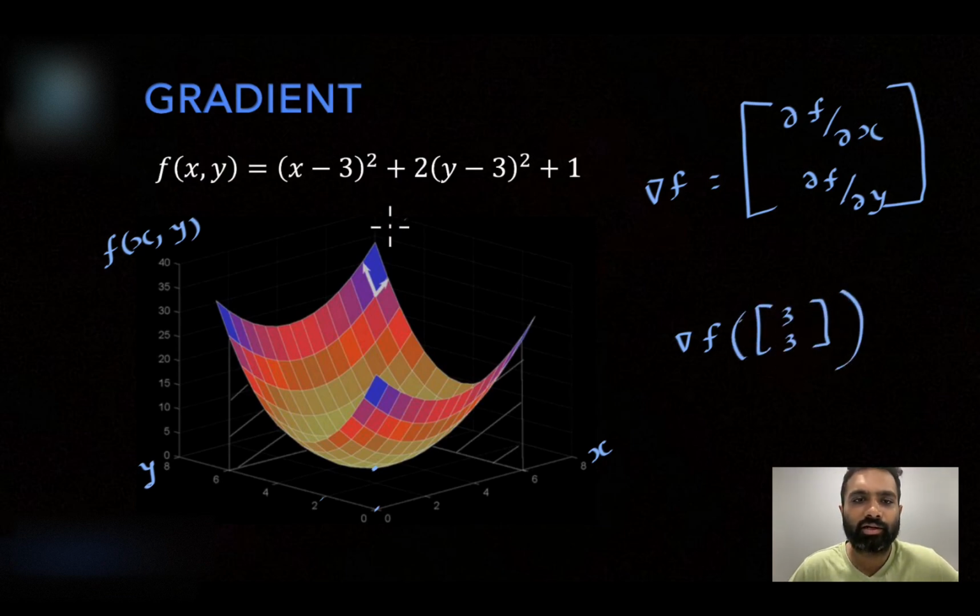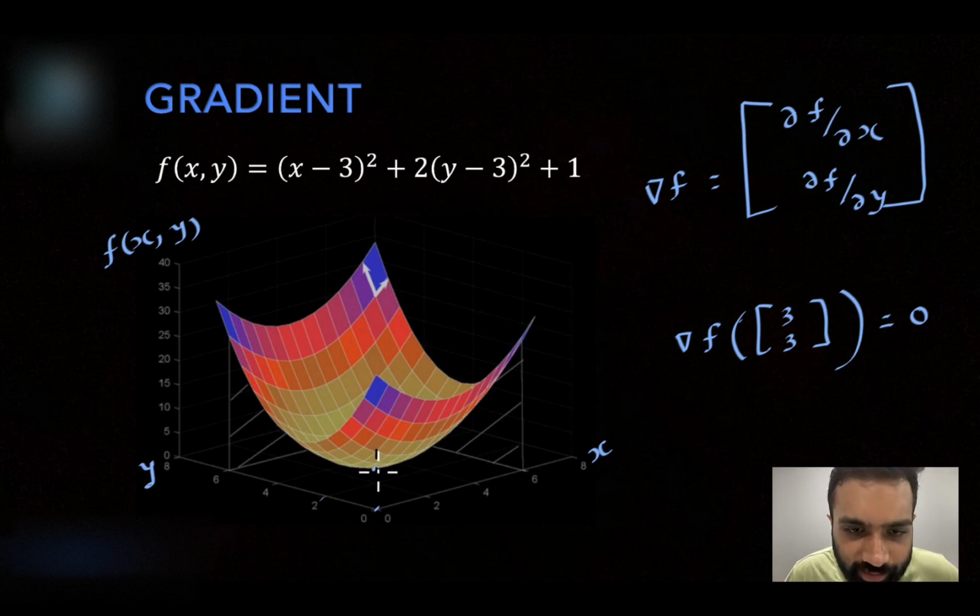If you try to find the partial derivatives, you will notice that del f by del x at (3, 3) is 0, and del f by del y at (3, 3) is also 0. So this gradient is actually the zero vector, and visually, if you look at this particular point, it coincides with this particular point.